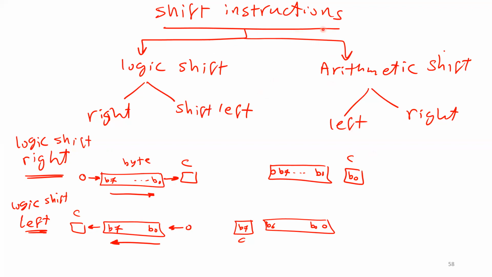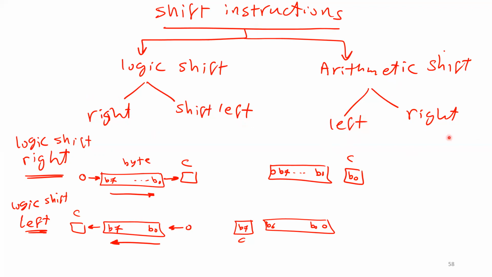So now I'm going to teach a new set of instructions. We call them shift instructions. What the shift instructions are doing, I'm going to explain right now. We have two types of this instruction. We have logic shift, and also we have arithmetic shift, okay? Under logic shift, I can shift right or I can shift left. This is the direction, right or left. Same thing under arithmetic shift: you can shift left or right.